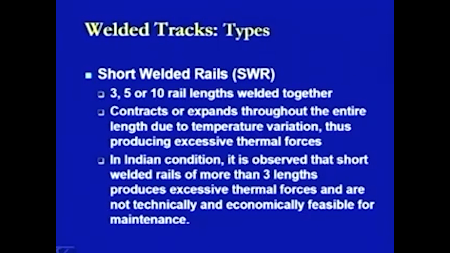And so, to remove these conditions where the higher thermal stresses are there, due to which there will be a higher level of expansion, and it will be creating a problem of kinks or buckling of rails, these have been limited to 3 rail lengths, and they are not found technically and economically feasible for maintenance also.